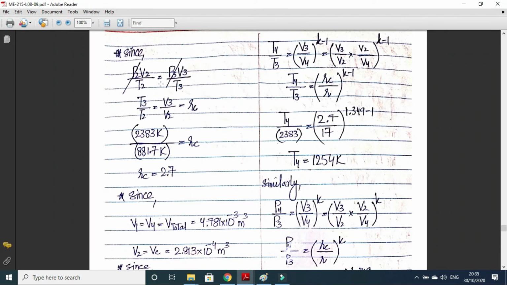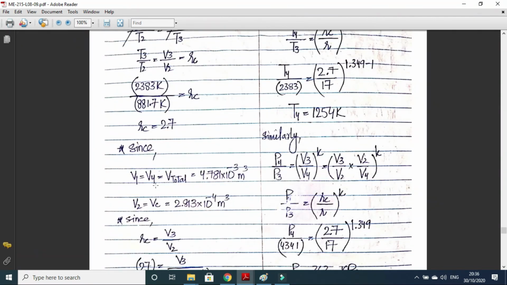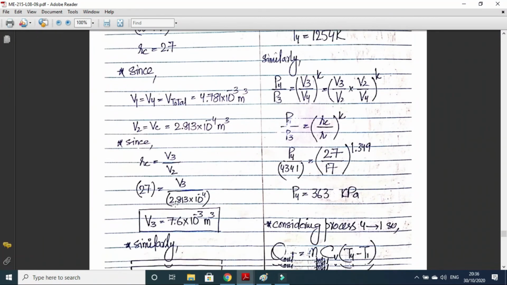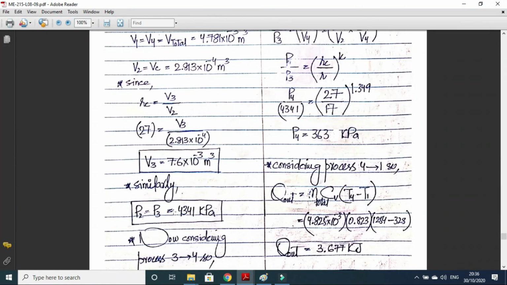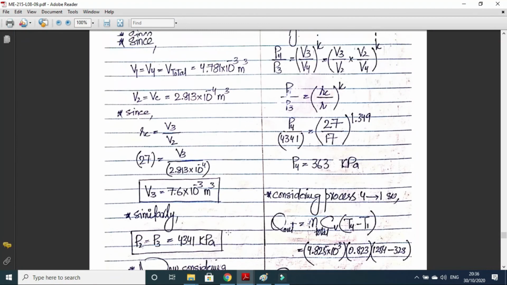Once we know T3, we can calculate the cutoff ratio by applying the ideal gas relation on volume on process curve 2 to 3. P2 V2 divided by T2 is equal to P3 V3 upon T3. P2 and P3 will be cancelled out because it is a constant pressure heat addition, so P2 and P3 are same. T3 upon T2 will be equal to V3 upon V2, which is RC. T3 is known, T2 is known, we can calculate the cutoff ratio. Now V1 is equal to V4 and V2 is equal to Vc. And so we can calculate V3 with the formula. Similarly, P2 will be equal to P3. Now we can apply the isentropic relation on the process curve 3 to 4.